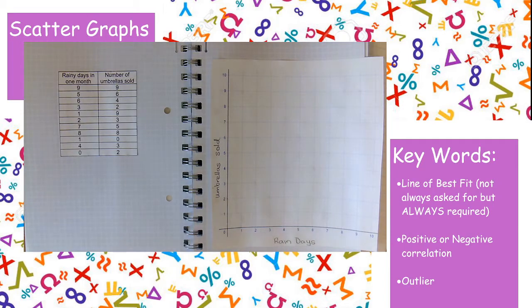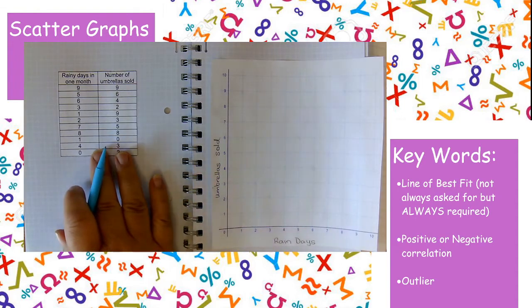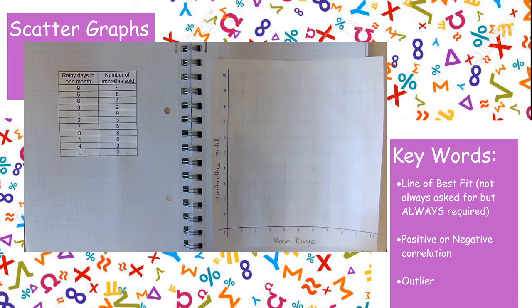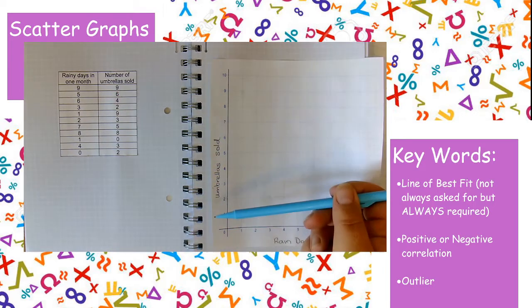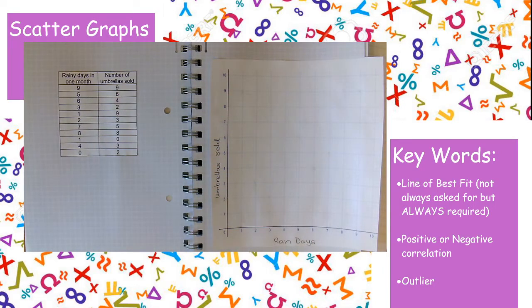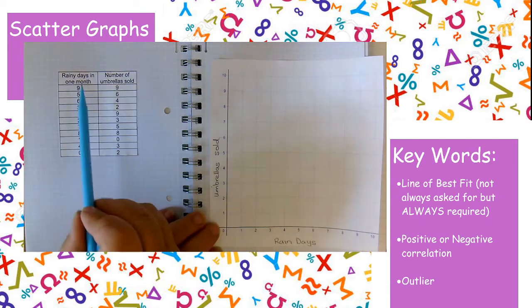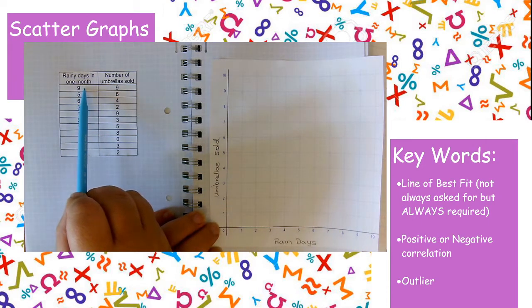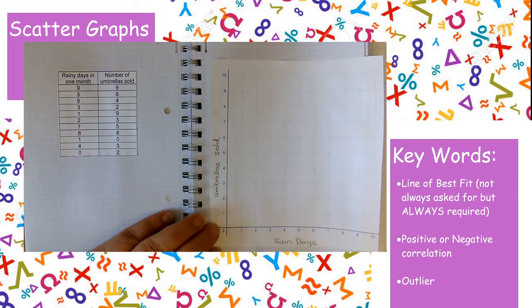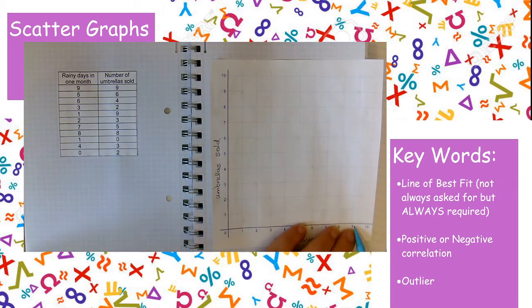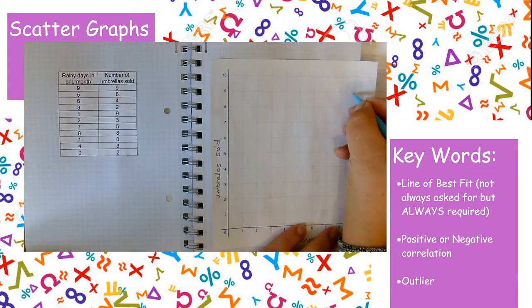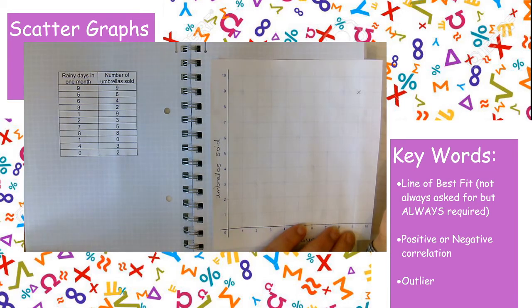First, I will demonstrate how to draw a scatter graph by using this table here. I have the data of the number of rainy days in a month and the number of umbrellas sold. Along the x-axis, I'm going to plot the number of rainy days, and on the y-axis, the number of umbrellas sold, like so. The first pair of numbers is 9 rainy days in a month and 9 umbrellas sold. So along the x-axis to 9, up the y-axis to 9, and there's my first cross plotted.